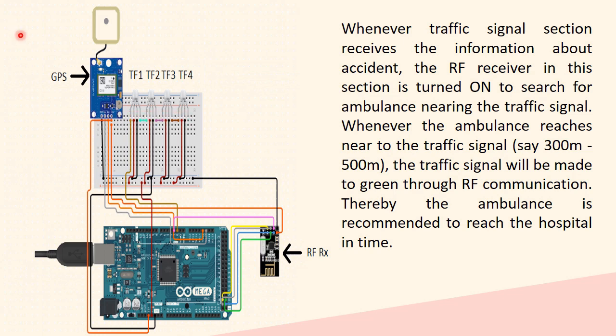Whenever the signal section receives the information about the accident, the RF receiver section is turned on to search for the ambulance near the traffic signal. Whenever the ambulance reaches the traffic signal, say 300 or 500 meters away, the traffic signal will be made green through RF communication. Thereby, the ambulance can pass the traffic junction and is able to reach the hospital in time.